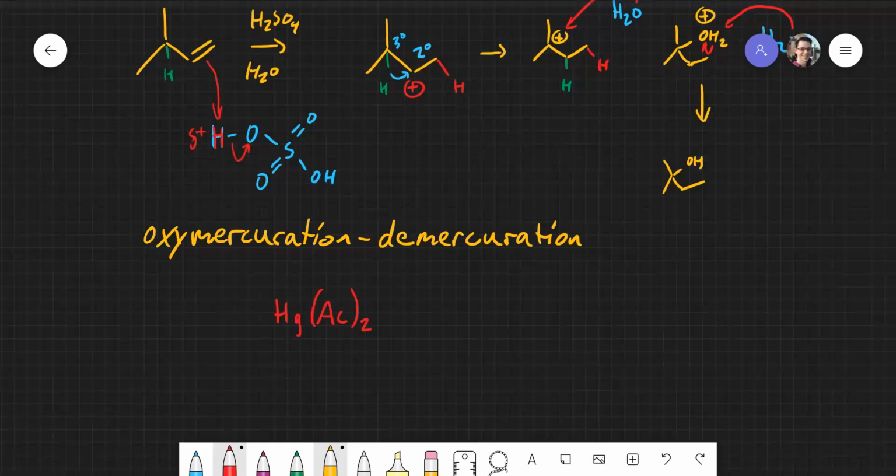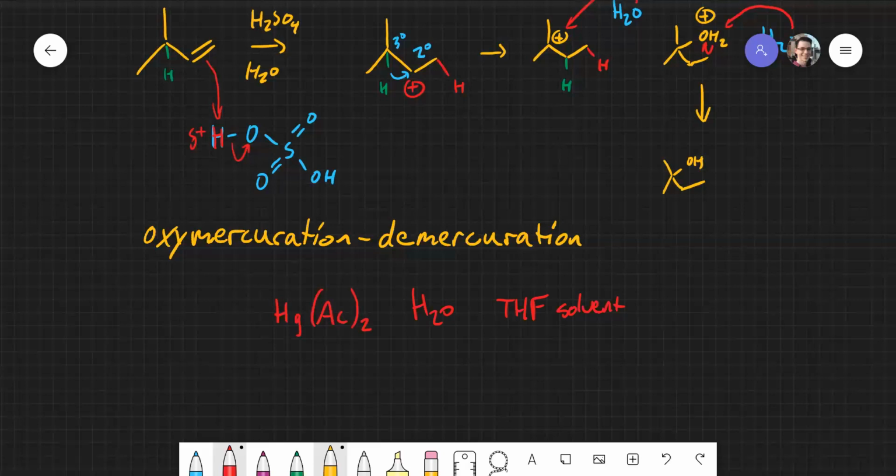This uses mercuric acetate along with water. So we're not using H2SO4 here, and we're using THF, tetrahydrofuran, as our solvent. It's unreactive in this case. As our first step, the oxymercuration, this is going to add an OH group to the more substituted carbon in the double bond, which follows Markovnikov's rule. It also adds a mercury to the double bond in place of where the hydrogen would have gone.